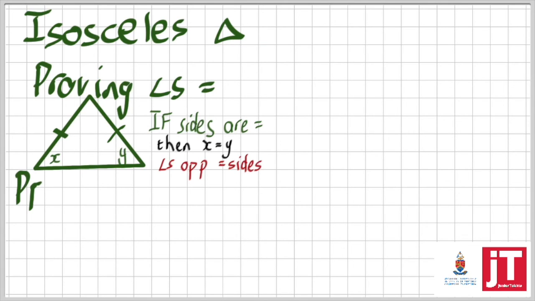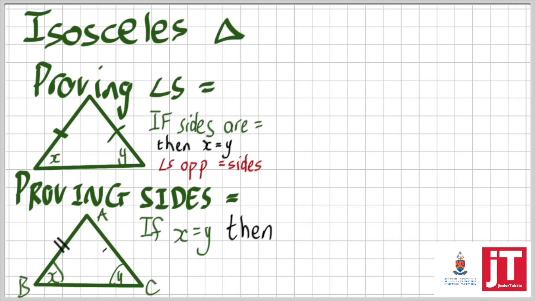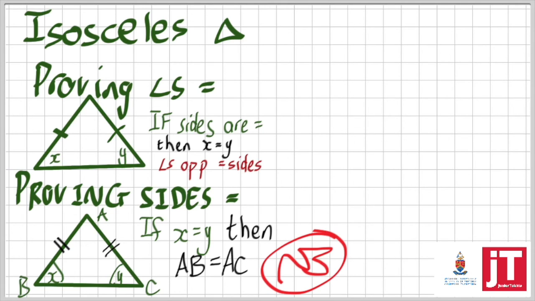If I look at the flip side of this, which is proving the sides equal, now I give you that angle X is equal to angle Y. And if that happens, then side AB is equal to AC. This is a very, very important theorem, because it's one of the only ways we'll ever have of proving a pair of sides equal to one another, by literally comparing the angles opposite them.